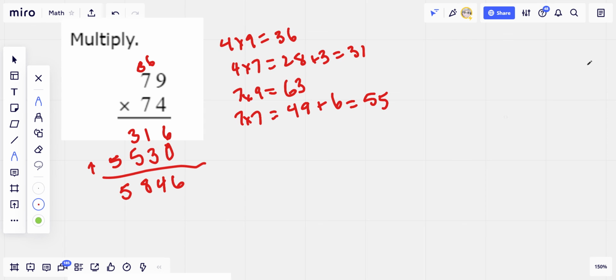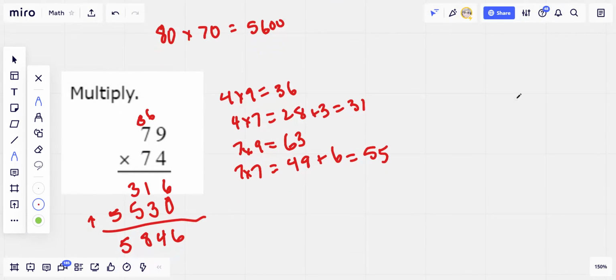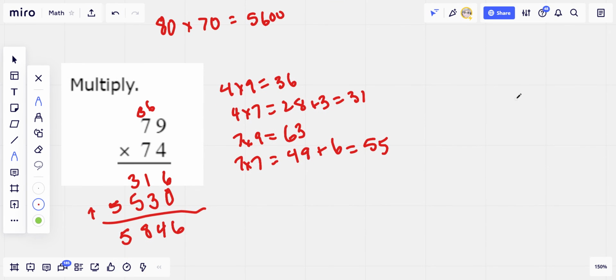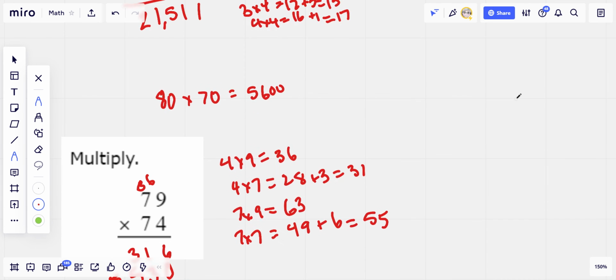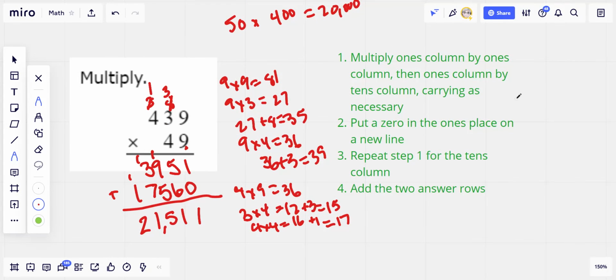So we had predicted somewhere more than 5,600. We're definitely in the ballpark with 5,846. And 9 times 4 is 36. I've got a 6 down here at the end, so that all checks out. I would bet that this is the right answer. So that is a little bit of work with these larger, more difficult multiplication problems.